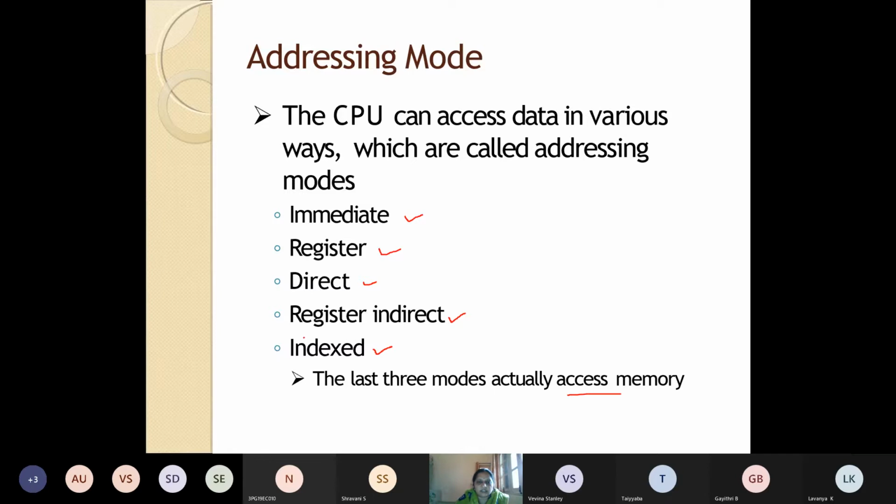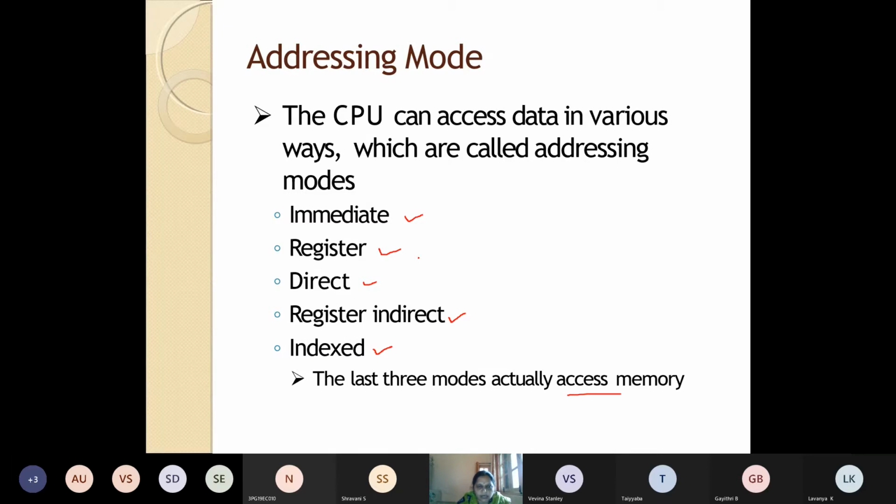Okay, so the last three addressing modes, direct addressing mode, register indirect addressing mode, and the indexed addressing mode, access the memory. So these two will not access the memory. Okay, so these addressing modes you need to understand properly, because each instruction can be written using different addressing modes.